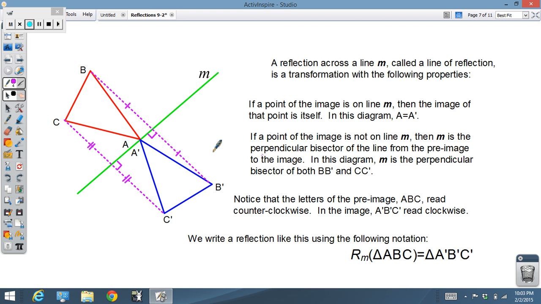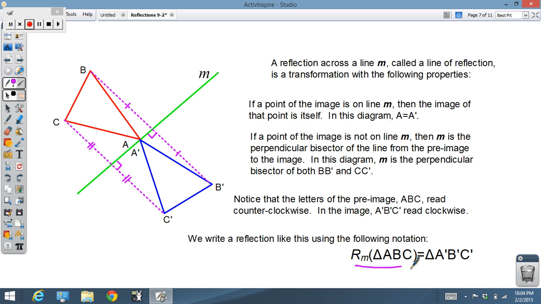And the way this reads out, if a point is not on line M, then M is the perpendicular bisector of the line that connects a point on the preimage to the image. Okay, in this diagram, M is the perpendicular bisector of B, B prime, and of C, C prime. All right, notice that the letters in our preimage here read counterclockwise. A, B, C. While in the reflected image, notice that they read clockwise. A prime, B prime, C prime. Okay, just kind of an interesting thing.